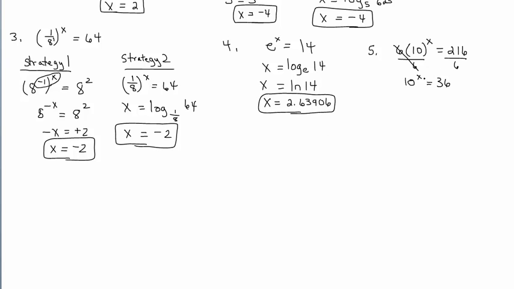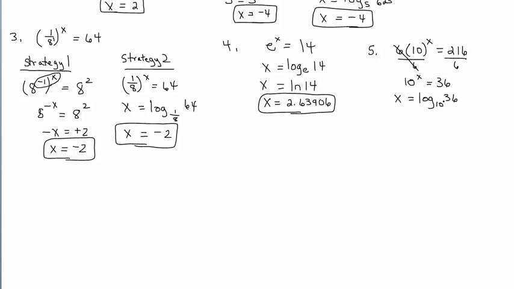All right, well, what exponent do I need on 10 to get 36? Well, I can't get the same bases. 10 and 36 don't rewrite as powers with the same base. So strategy 1 is out. I need to change this to a log form. X equals log base 10 of 36.